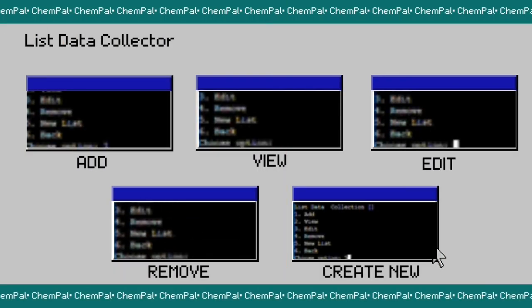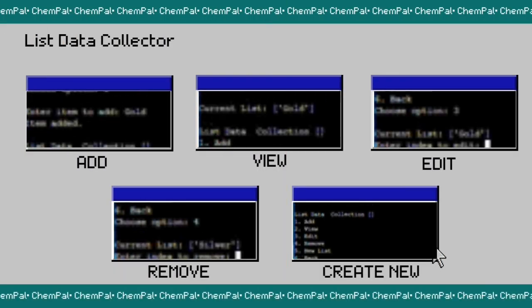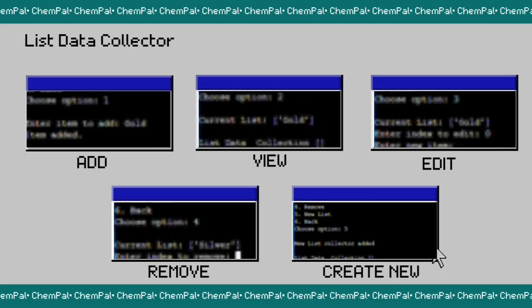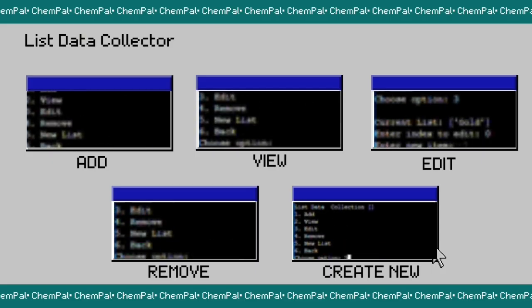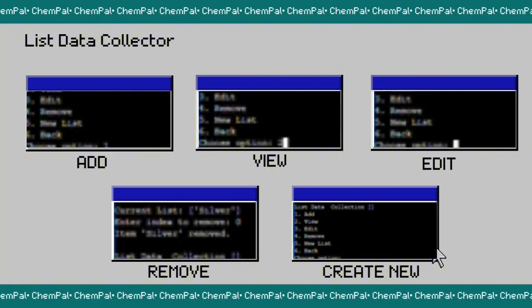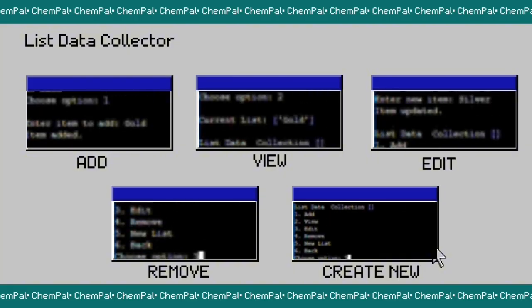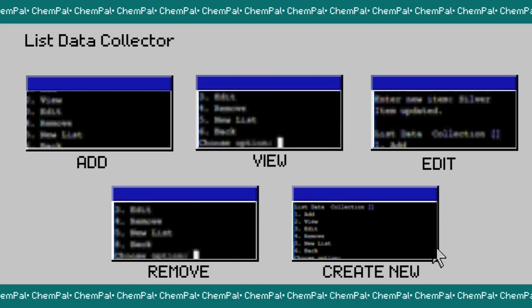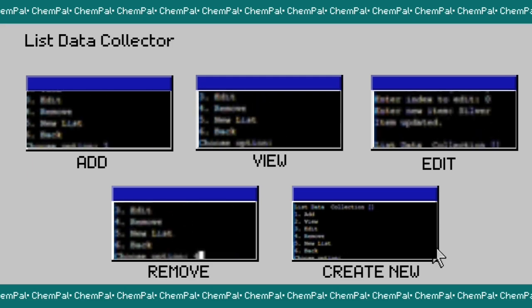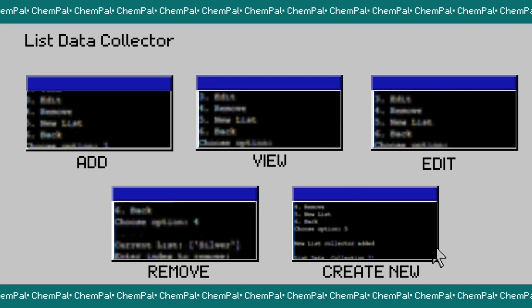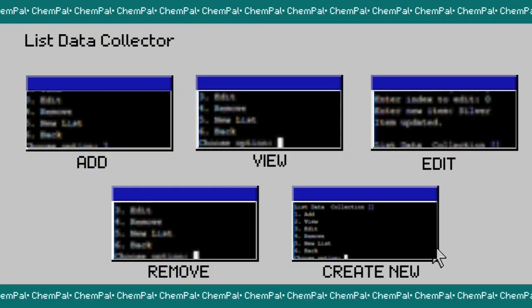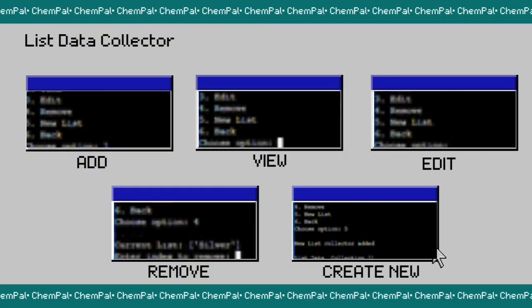Now, let's try a list data collector. Just enter 1 if you want to add a material or data, 2 if you want to see the data stored in the program, 3 if you want to edit, just input the index of the data you want to edit, and after that, you can now update or change the data. If you want to remove some data, enter its index and it will automatically be removed from the list. And last, if you want to create a new set of lists, just choose number 5.